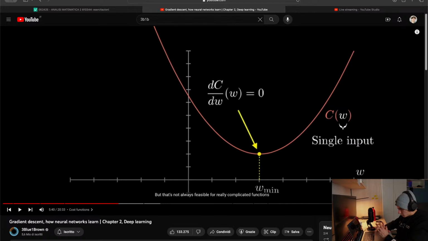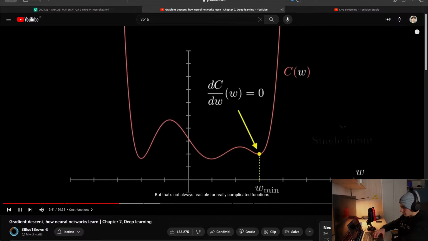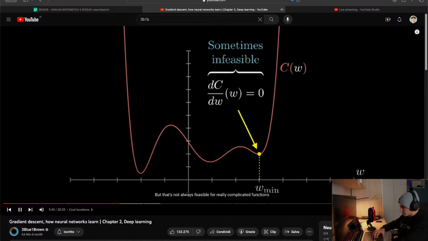Se vediamo questo del costo come una funzione, allora vogliamo trovare il minimo di questa funzione. Come lo trovi? Annullando la derivata. But that's not always feasible for really complicated functions.